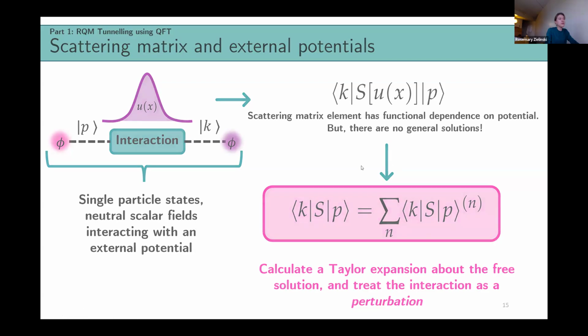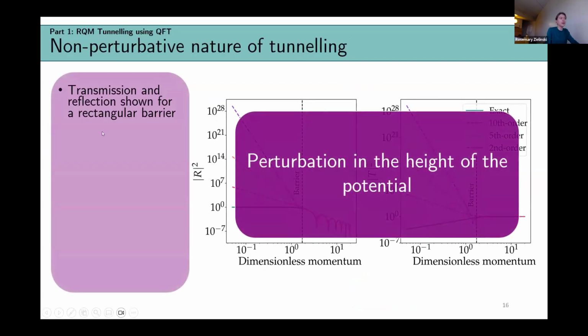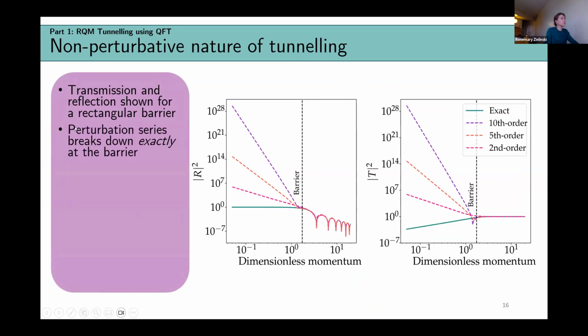But this presents issues in the context of quantum tunneling, and I will explain that now. So here what I'm showing is the transmission and reflection for a rectangular barrier as a function of dimensionless momentum. And what I've done is I've plotted the perturbation series to different orders in this coupling constant. And we can see very clearly that the perturbation series breaks down exactly at the barrier.